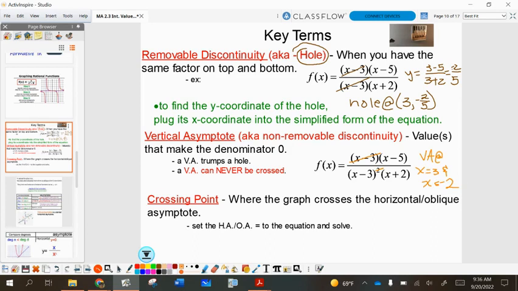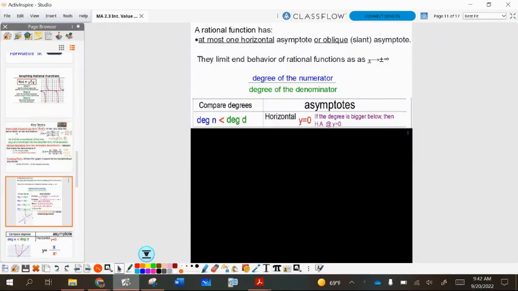Okay, a crossing point is where the graph crosses a horizontal or oblique asymptote. You set the horizontal or oblique asymptote equal to the function and then solve for that value. Remember, it's vertical asymptotes that can never be crossed. Horizontal and oblique asymptotes, their function is to limit end behavior. So in the ends, the function will approach that asymptote, but in the middle of the graph, it may be crossed. Okay, so a rational function has at most one horizontal asymptote or oblique asymptote. They limit the end behavior of a rational function as x approaches infinity or negative infinity.